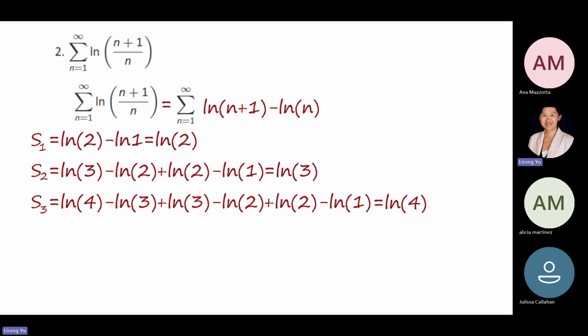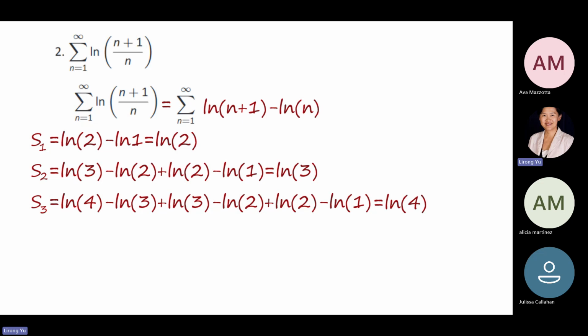S3 is adding the first term, the second term, and the third term. S3 is adding 3 terms, even though it looks like 6 numbers, because every term is a subtraction in itself. So adding all three subtractions, many of the middle terms get canceled. On top of it, natural log of 1 actually equals 0. So that's natural log of 4. So we start seeing some pattern.